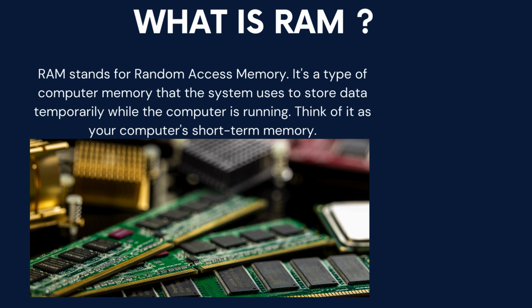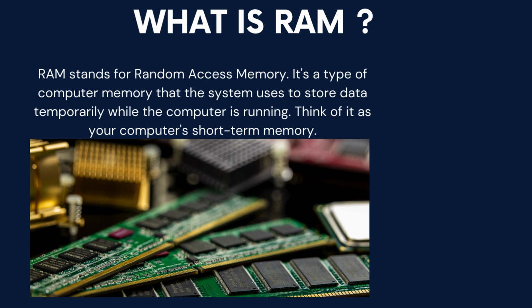When you open a program or a file on your computer, the system puts the necessary data into the RAM so it can be quickly accessed whenever needed. For instance, let's say you're editing a photo. The photo editing software, along with the image file you're working on, is loaded into the RAM. This way, the software can quickly retrieve and modify the image data, allowing you to make changes smoothly and swiftly.